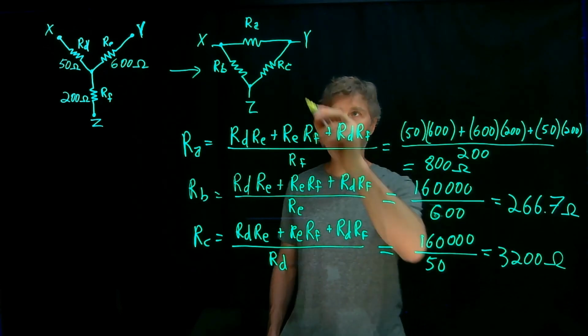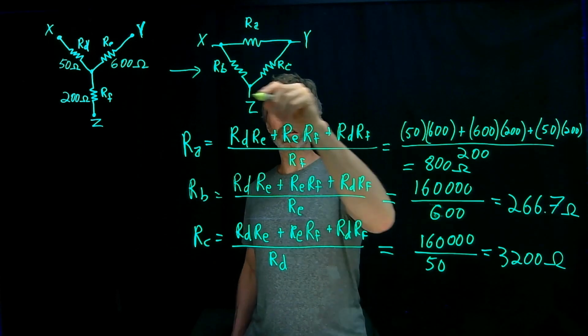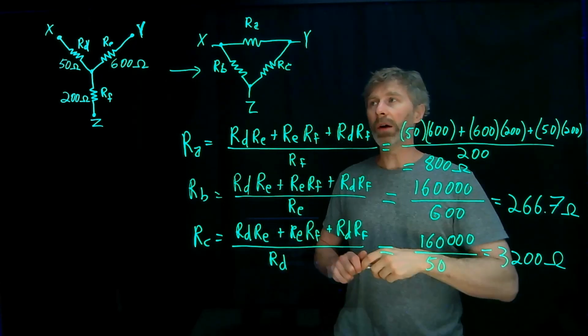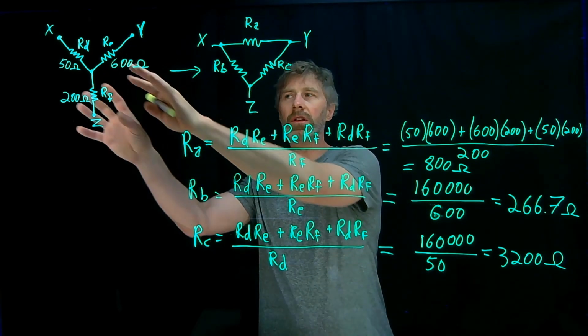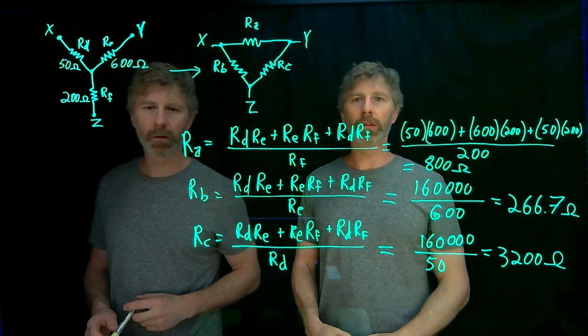So if I put those values back into this delta network here, I will have an equivalent circuit to this initial Y network that I started with.